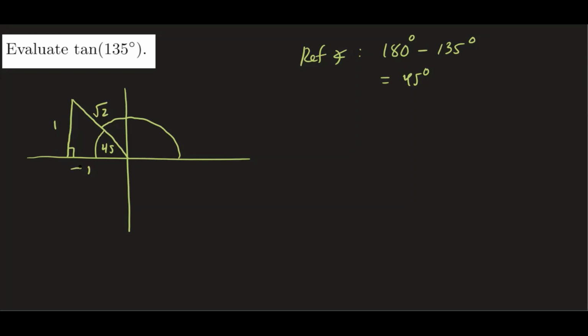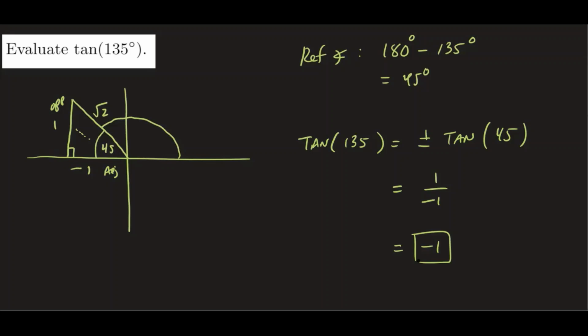And now we're ready to read off what tangent of 135 is. Well, we know tangent of 135 is equivalent to plus or minus tangent of its reference angle, 45. So we know tangent is opposite over adjacent. So across from 45 is opposite, and this is adjacent. So we have 1 over negative 1, which is simply negative 1. So there you have the exact value for tangent of 135.